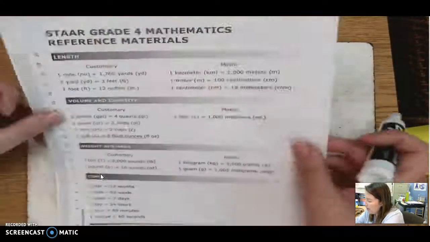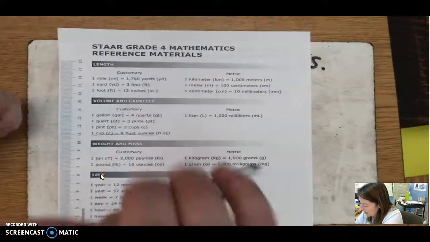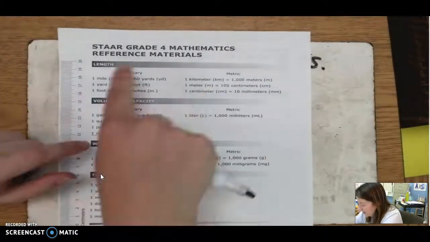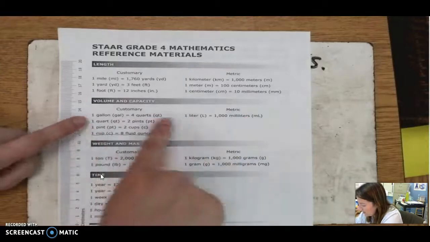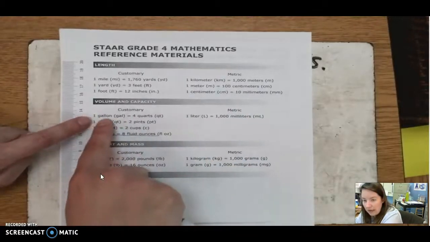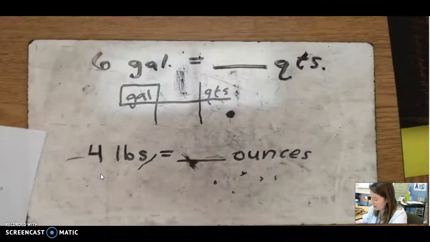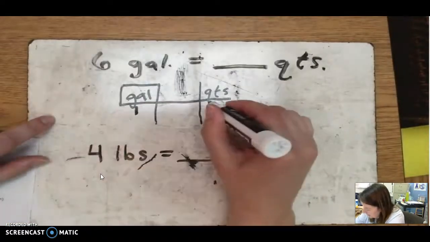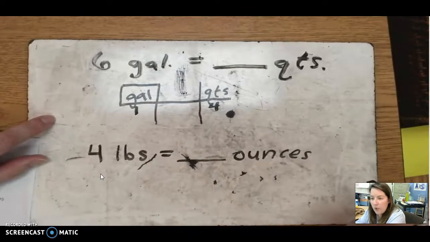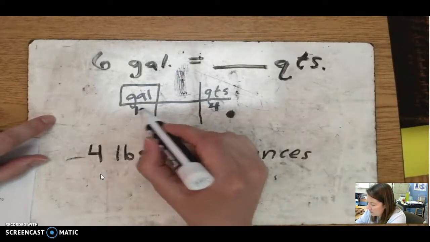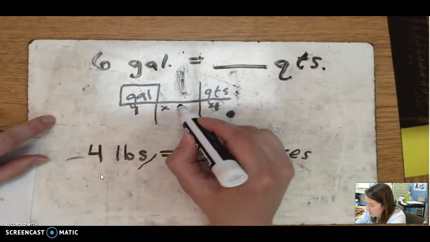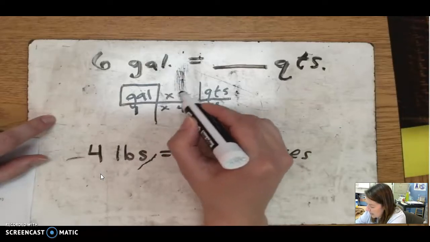Now I'm going to look at my conversion chart, and I'm going to look where I see gallons and quarts. So I know that's volume, and I know it's customary, so it should be right here, gallons and quarts. So 1 gallon equals 4 quarts. I'm going to put that on my chart. 1 gallon equals 4 quarts. So how did I get from 1 to 4? I had to multiply times 4.